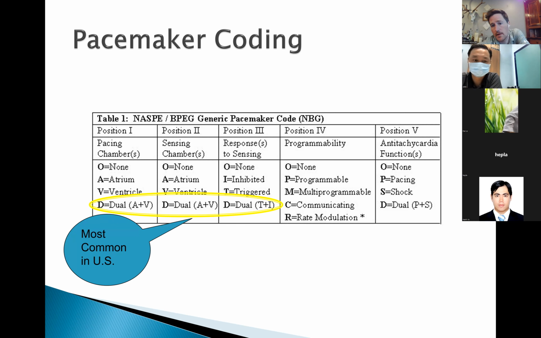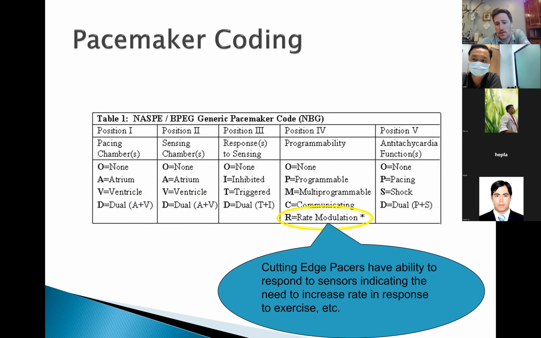And then the programmability, so there's something called rate modulation. These are the very newest pacemakers, and these will increase the rate of the pacemaker in response to exercise. They pick this up by either sensing movement or minute ventilation. And so some of these pacemakers will actually vary the rate instead of having a very set rate. They'll vary the rate in response to the patient's condition.